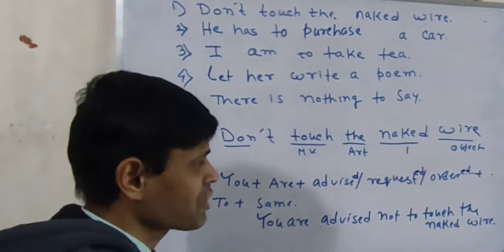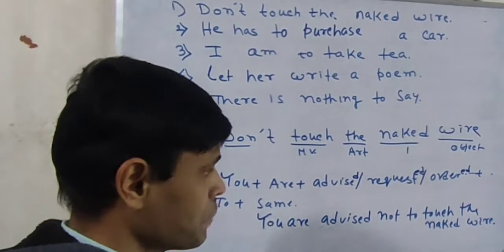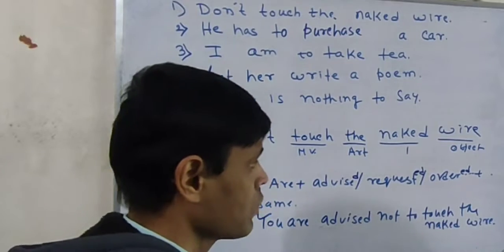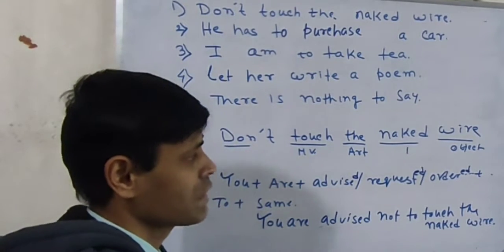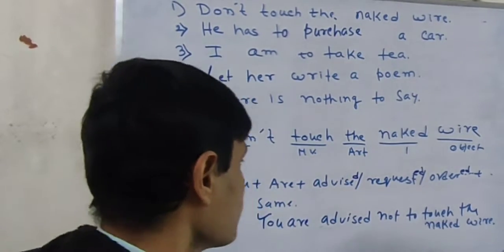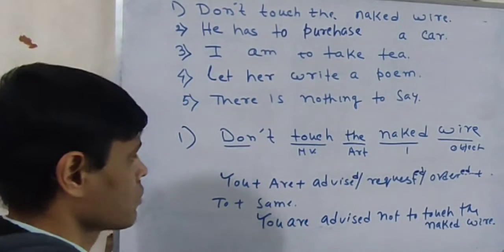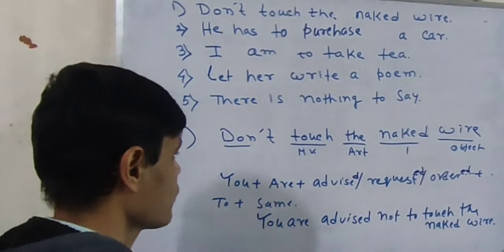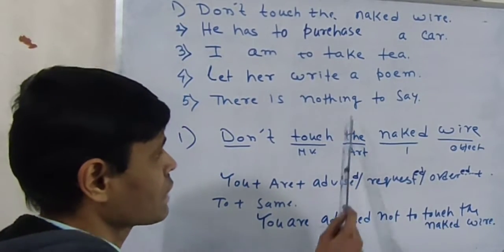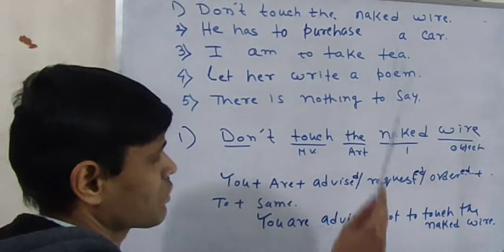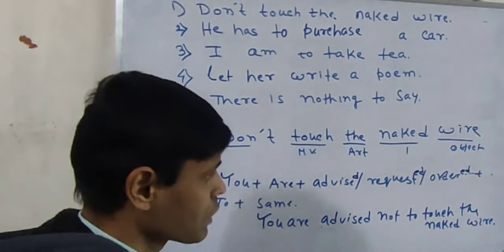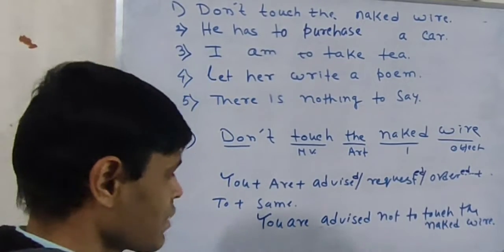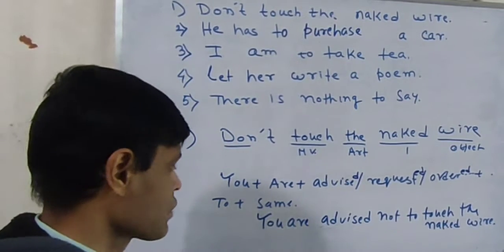Here naked is functioning as an adjective, as it is used before a noun. In other words, you can say it's an objective adjunct. Don't is the auxiliary verb; this is the abbreviated form of do not. Actually, do is the auxiliary verb. Touch is the main verb. The is called the definite article. Naked is called the adjective. Wire is called the object. Now here is the analysis, a short analysis you can say.